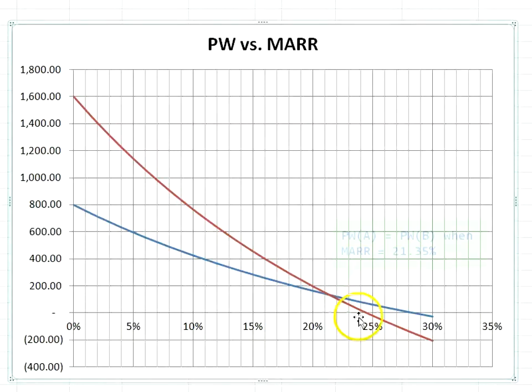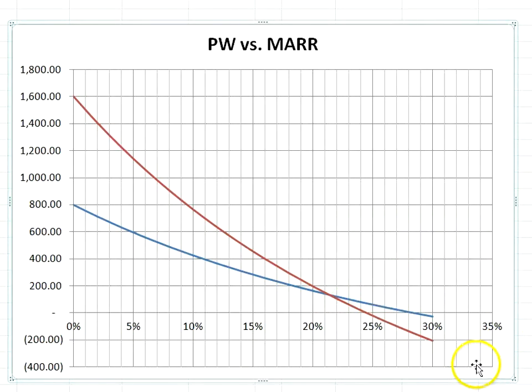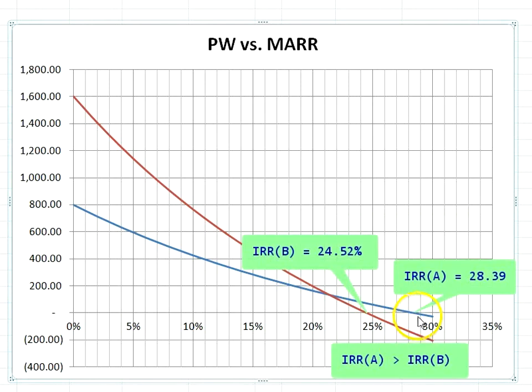These two lines meet each other, and at that particular point it makes no difference to choose either Project A or Project B, because the present worth would be the same if we decide based on the present worth. The selection would be different if we were selecting based on internal rate of return, because the internal rate of return again is larger for Project A as opposed to Project B.